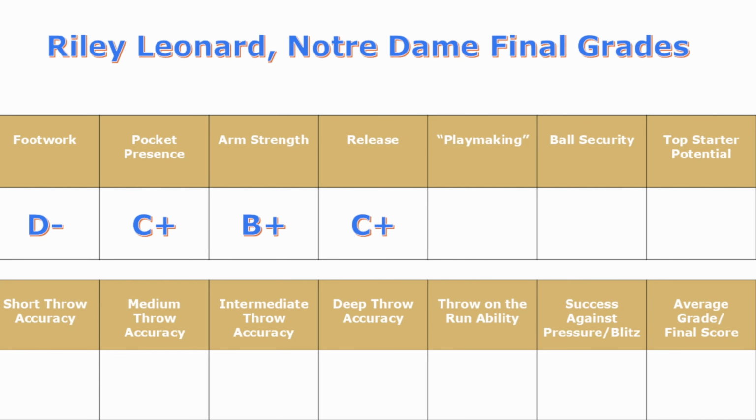So with his great arm strength, he ended up earning a B+ for his arm strength. Due to his limitations and just the awkwardness of his release, to be perfectly honest, he ended up earning just a C+ for his release.